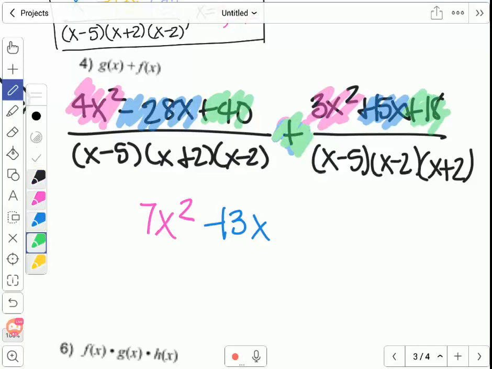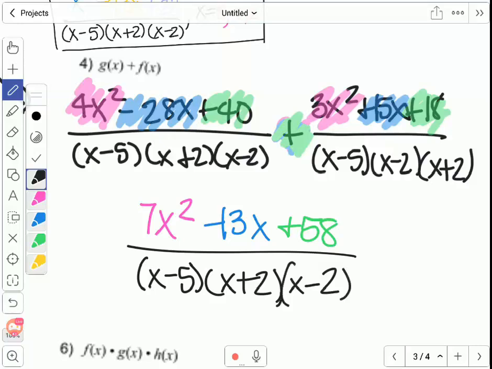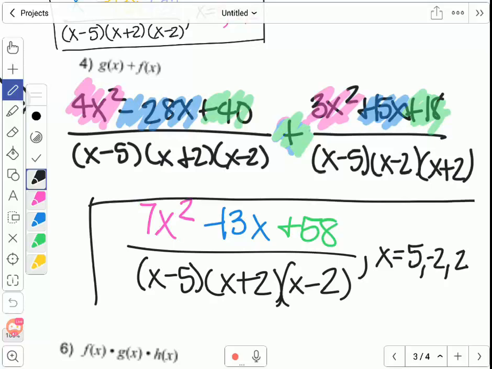18, which is going to give me 58, divided by x minus 5 times x plus 2 times x minus 2. And again, just figuring out my excluded values, what x cannot be. So that comes from the factors of my denominator. So that would be positive 5, negative 2, and positive 2. So that is my entire answer for problem 4.